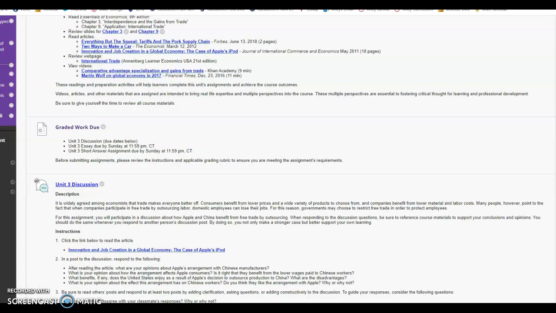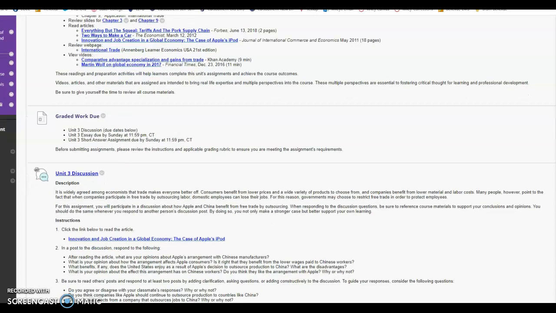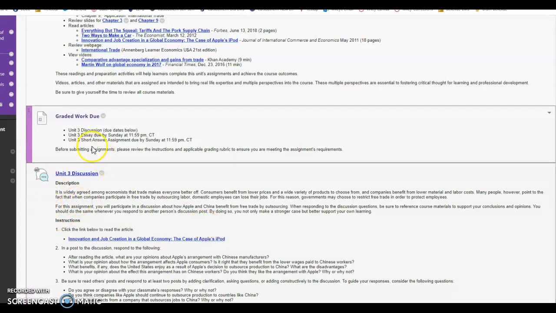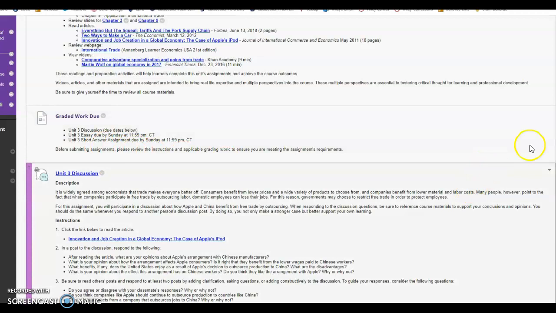I know you're probably asking yourself, what's due this week? We have the Unit 3 discussion, which will have a discussion board grade, with the dates below. We have the Unit 3 essay, which is due on Sunday before midnight. We're going to have the Unit 3 short answer assignment due on Sunday as well.